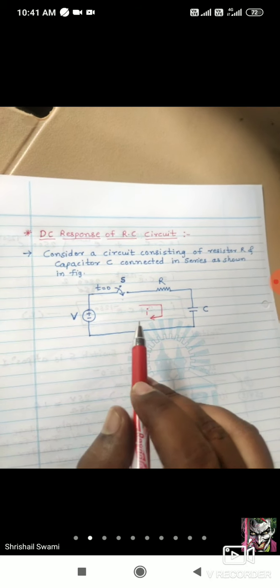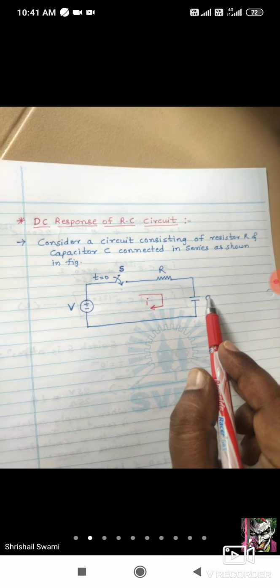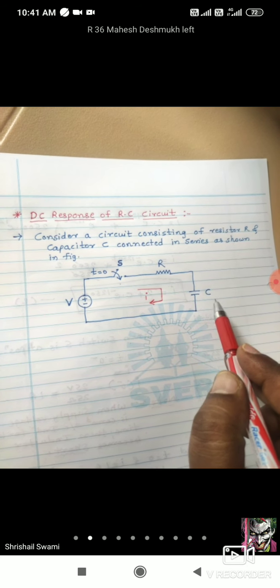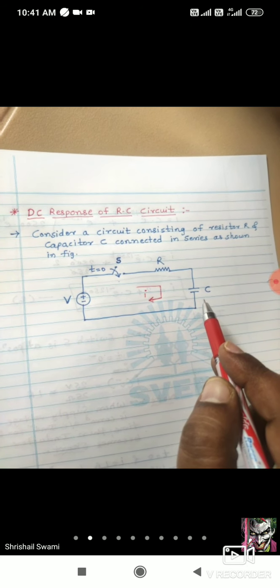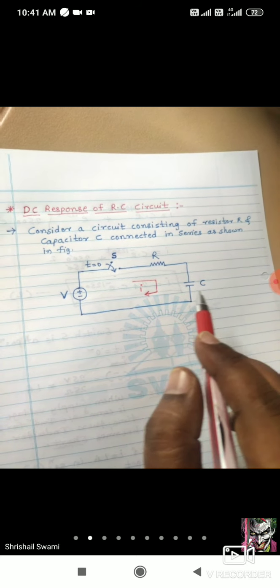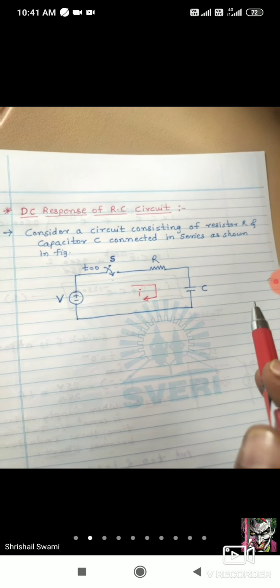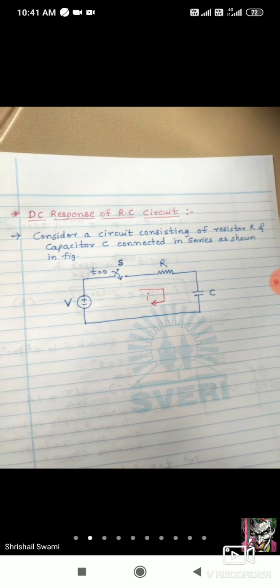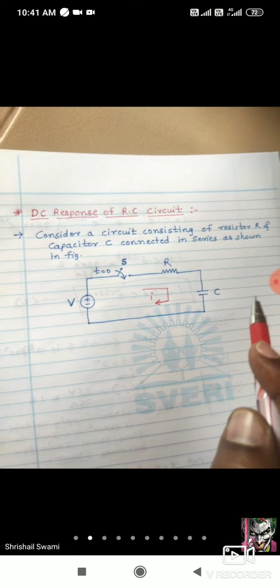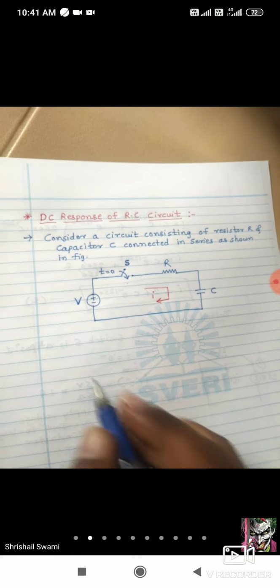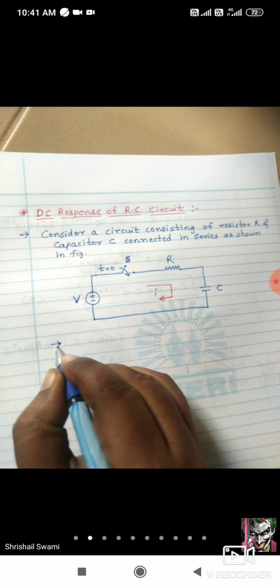Now before analyzing this circuit, we have to assume that the capacitor is initially uncharged. The voltage across the capacitor is 0 volt. There is no charge present on either plate of the capacitor. You have to take this assumption. Now we start. The procedure is the same as for the RL circuit.